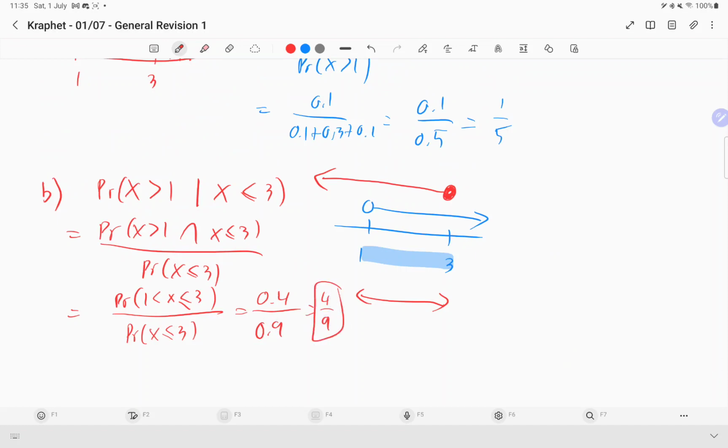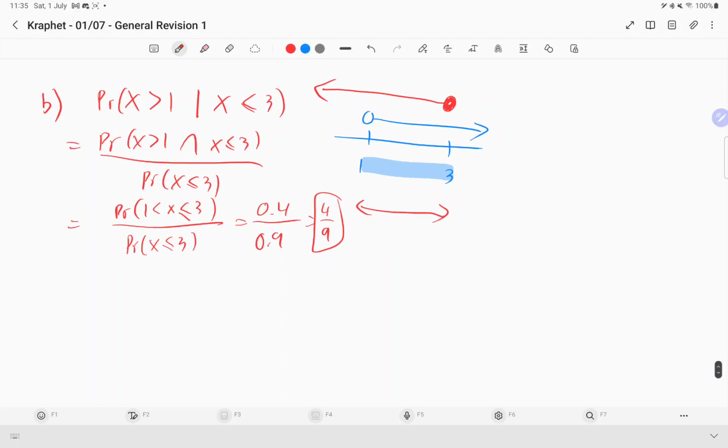Would it be 2 over 3? No, because when simplifying a fraction you're not taking the square root of it. You have to divide top and bottom by the same number. Dividing by 2 would give 2 over 4.5, which you don't want, so 4 over 9 is the simplest one.